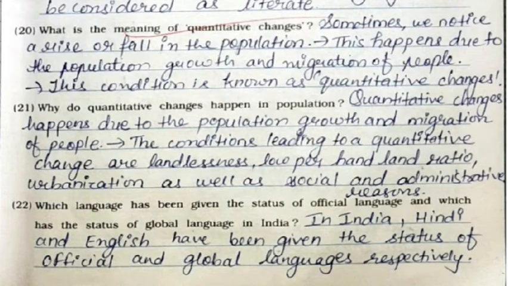The conditions leading to a quantitative change are landlessness, low per hand land ratio, urbanization, as well as social and administrative reasons. 22. Which language has been given the status of official language and which has the status of global language in India? In India, Hindi and English have been given the status of official and global languages respectively.